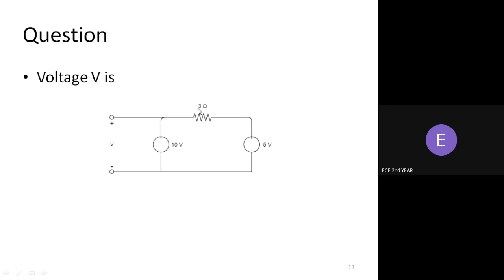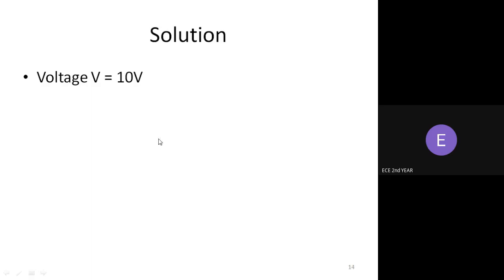This 5 volt will be dropped across this 3 ohms resistance, and the total voltage of 10 will be measured by this V, because this terminal is parallel to this 10 volt source. The voltage is the same on parallel terminals. This terminal A and B is parallel with this 10 volt source. So the value of V is 10 volt.